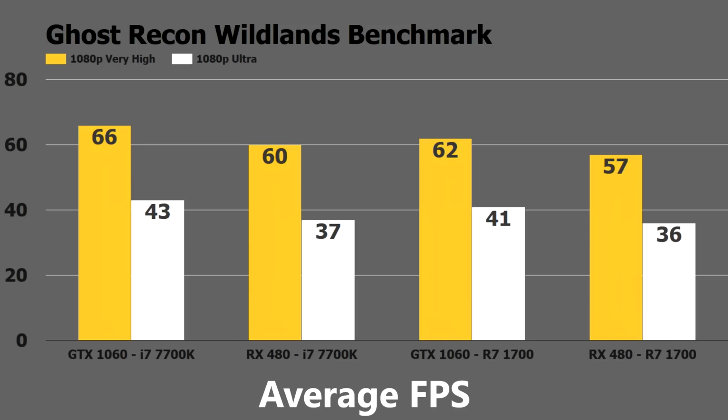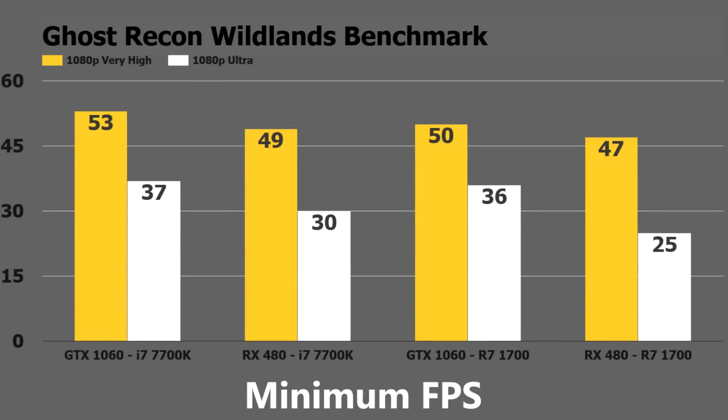It's only when we get to the Ryzen 1700 paired with the RX 480 do we see the averages dropping down below 60 with 57 on that very high preset. And a massive drop in performance going from very high to ultra. With the 1060 here at 7700K, we go from 66 all the way down to 43 FPS on the averages.